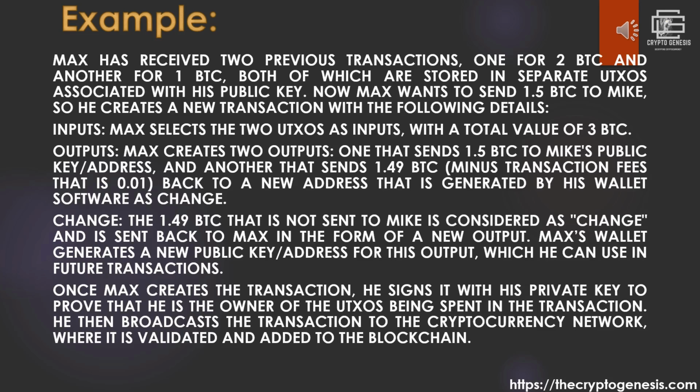After the transaction is confirmed, Mike can access the 1.5 BTC that Max sent to him by using his private key to prove ownership of the public key associated with the output designated for him. Max can access the remaining 1.49 BTC by using his private key to prove ownership of the public key associated with the change output.